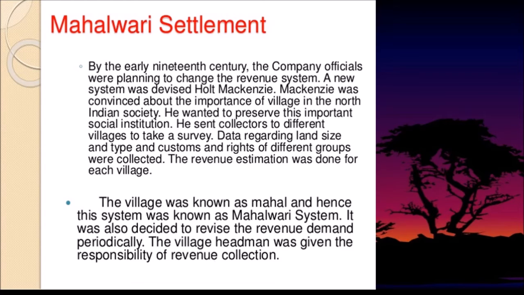By the early 19th century, the company officials finally felt that they needed more money, and a system like the permanent settlement, which limited the company's revenues, was not such a good idea after all. So Holt Mackenzie, another Englishman, devised a new system called the Mahalwari system, which came into effect in the year 1822.